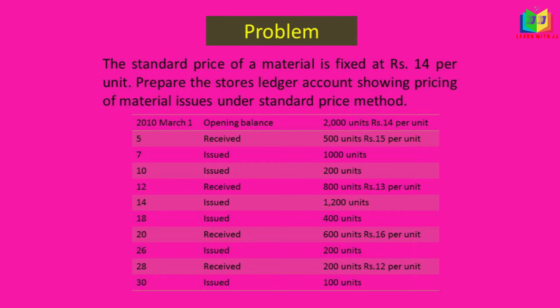Let's see one problem. Yes, here we have the problem. The standard price of material is fixed at rupees 14 per unit. In this problem the standard price was given, so we can take this price for issuing the materials. Prepare the stores ledger account showing pricing of material issues under the standard price method. The particulars were given, and we have an opening stock. We'll start doing the problem.